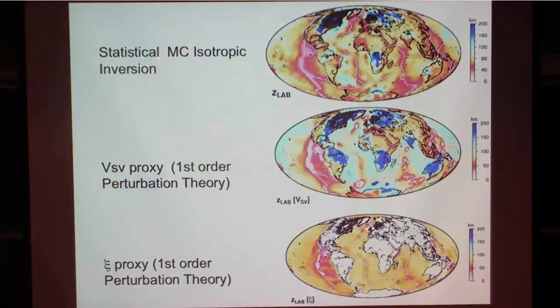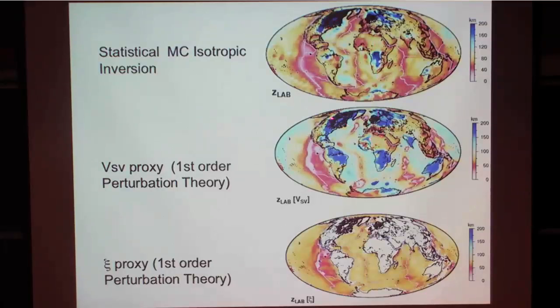If we compare the first one, the statistical inversion, with the first order perturbation theory inversion in the anisotropic scheme, we see that the influence of anisotropy is important because it tends to change the depth of the root of continents. For example, for the anisotropic inversion, we usually find a deeper LAB for most cratons than for the isotropic inversion.